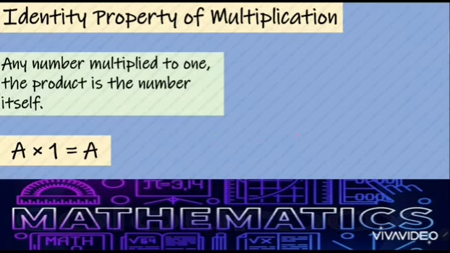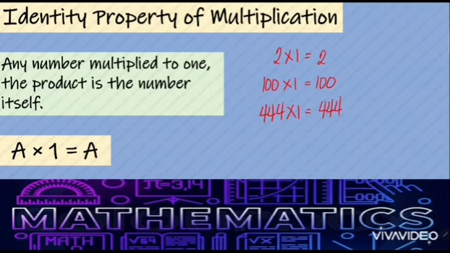Okay, another property is the identity property of multiplication. Any number multiplied to 1, the product is the number itself. So, A times 1 is also equal to A. Okay, halimbawa, 2 times 1, that is also equal to 2. 100 times 1, that is also equal to 100. 444 times 1, that is also equal to 444.